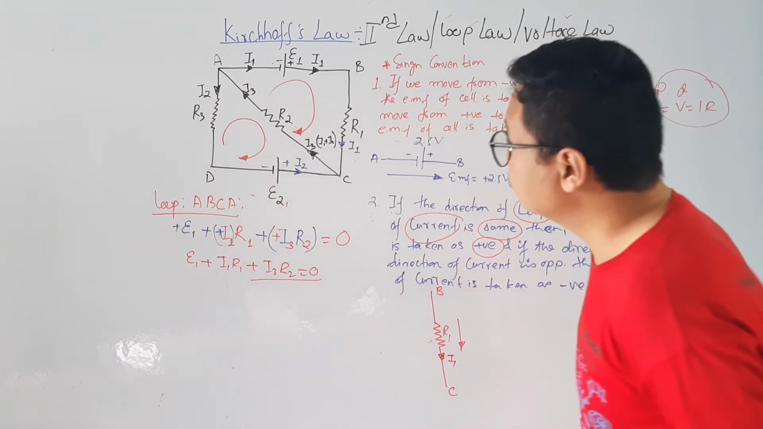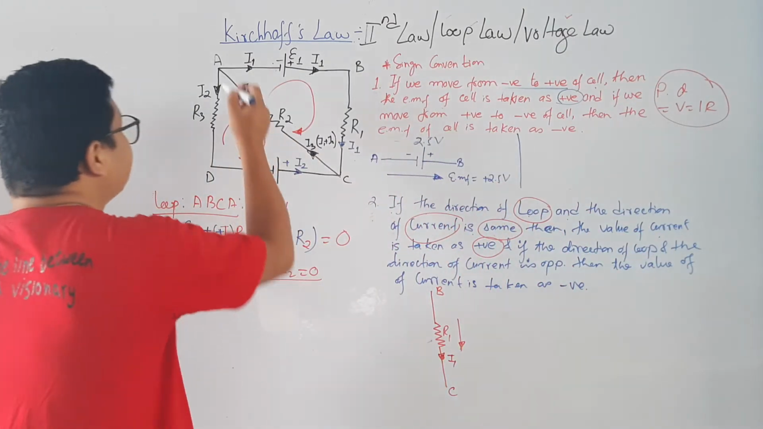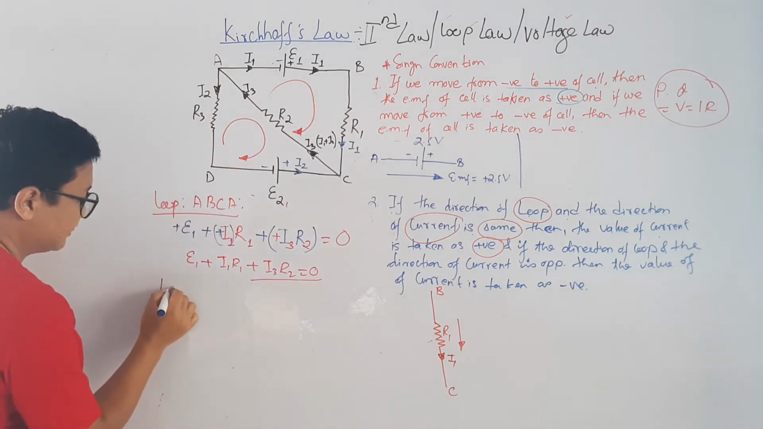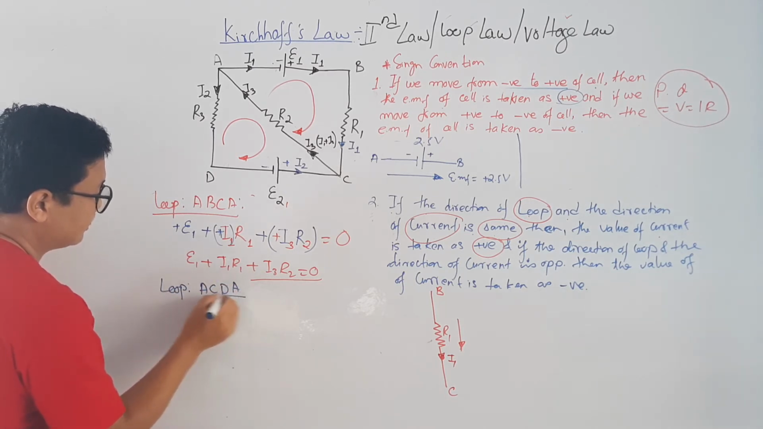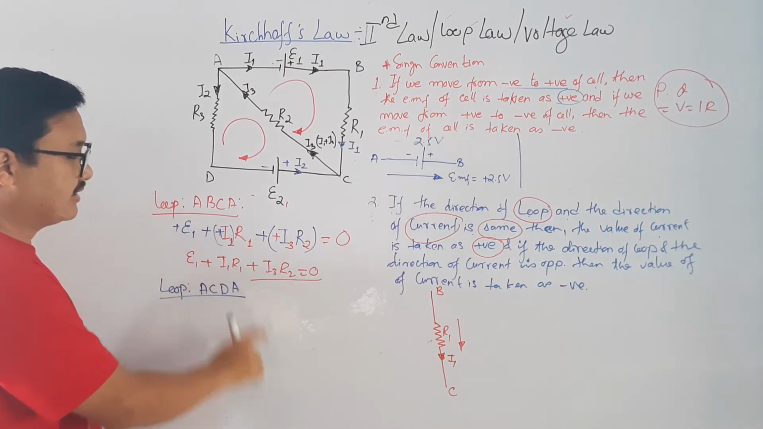Now there is another loop. Which loop is this? This loop is A, C, D, A. So let us consider another loop. The loop is A, C, D, A. It should be a closed loop. I start from A and end at A.